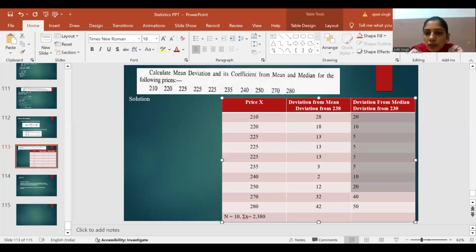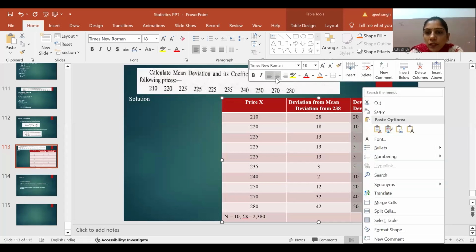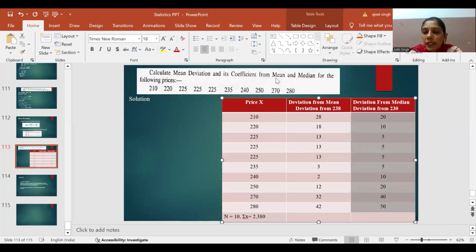Okay. So this is how we calculate the deviation from mean and deviation from median. So deviation from the mean is denoted by dx, and the deviation from the median is denoted with dm.